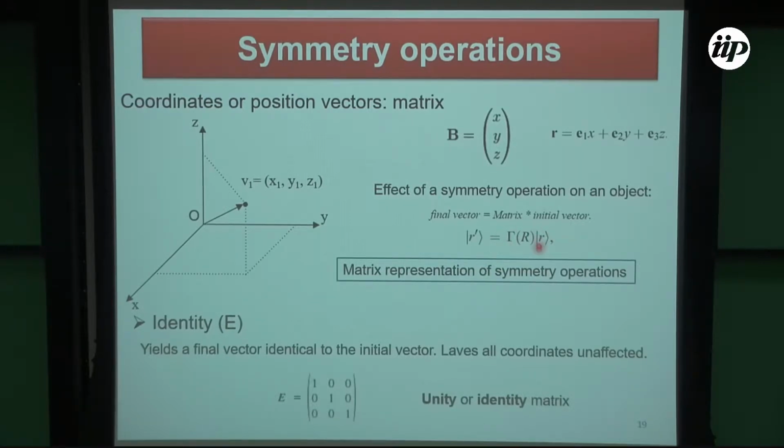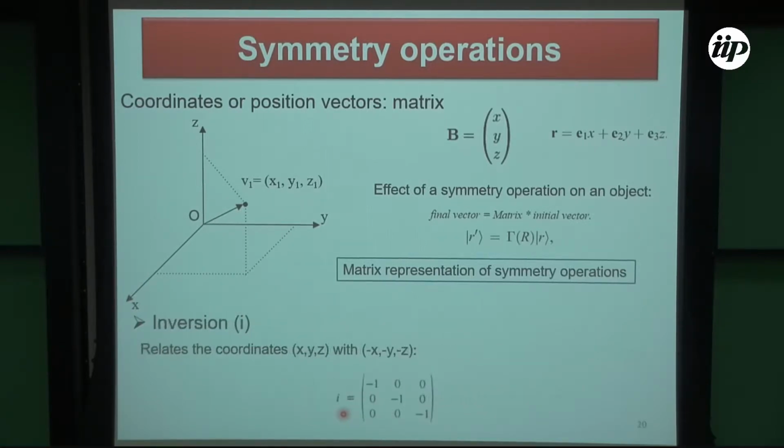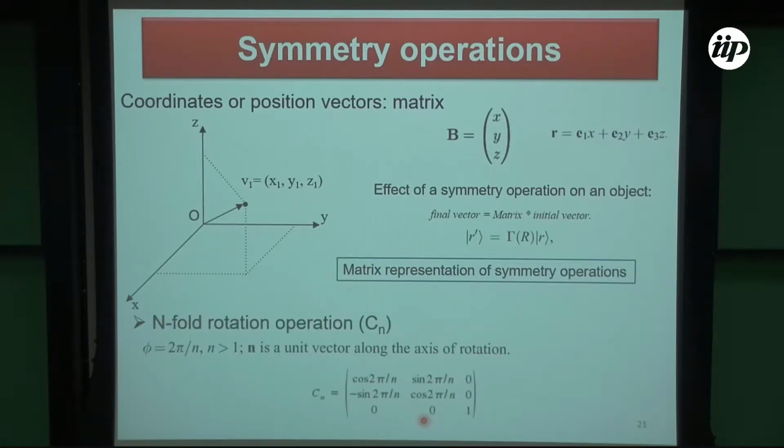We apply the symmetry operation to an initial vector, and you have the final vector, okay? This can be the coordinate of an atom in your system, for example. So then the identity is just the unity matrix. The inversion is the negative of the identity. You just have -1 in the diagonal terms.